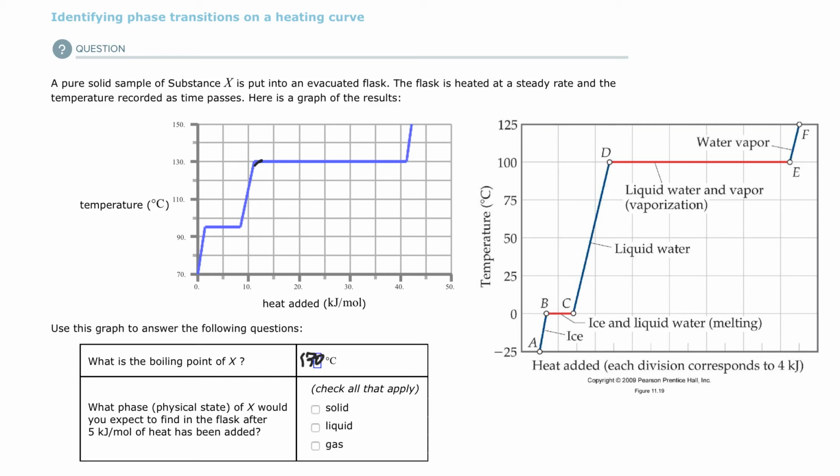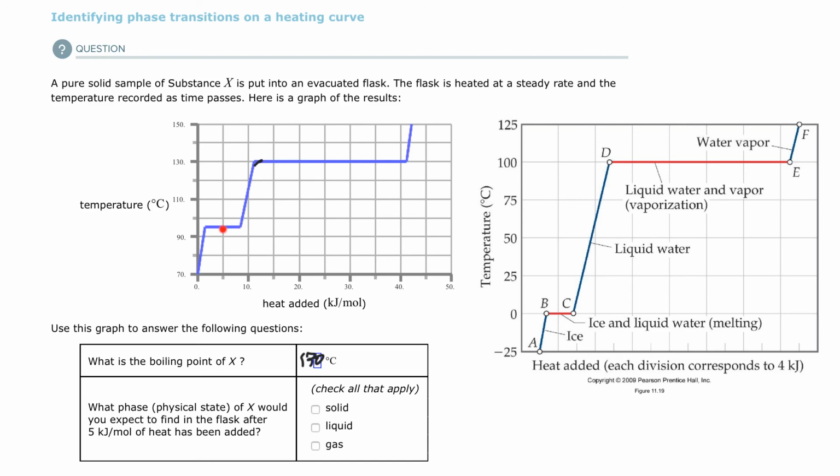Okay, 130 degrees Celsius. The second question is, what phase, physical state of X, would you expect to find in the flask after 5 kilojoules of heat has been added? Okay, so we're going to go along the bottom from 0 to 5. Okay, from 0 to 5, what's going on? Well, it's already started. This is all going to be solid. This is all going to be liquid.